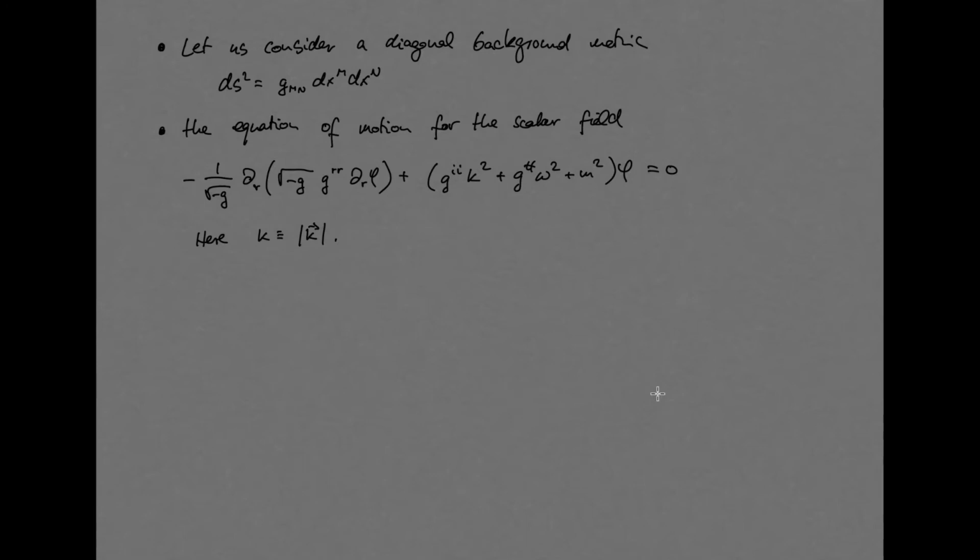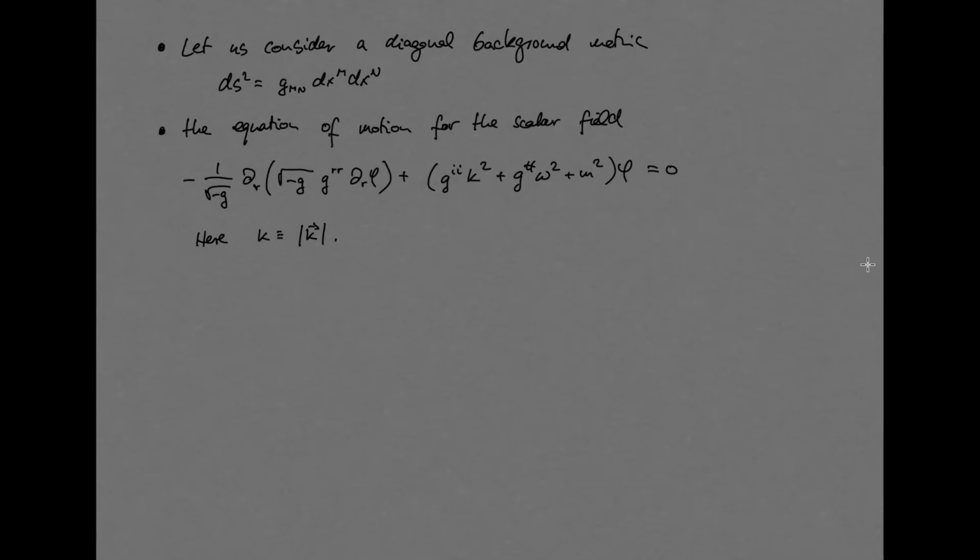We now would like to compute the equation of motion for the scalar field. This is just the well-known Klein-Gordon equation in curved spacetime. We assume that the background metric is diagonal, so this G_mn is 0 if m is not equal to n. Then the equation of motion for the scalar field will be given by this expression here. G is just the determinant of the metric, and this k is just a number which is the length of the wave vector. And again, omega here is the frequency of the field, and m is just the mass of the scalar field.